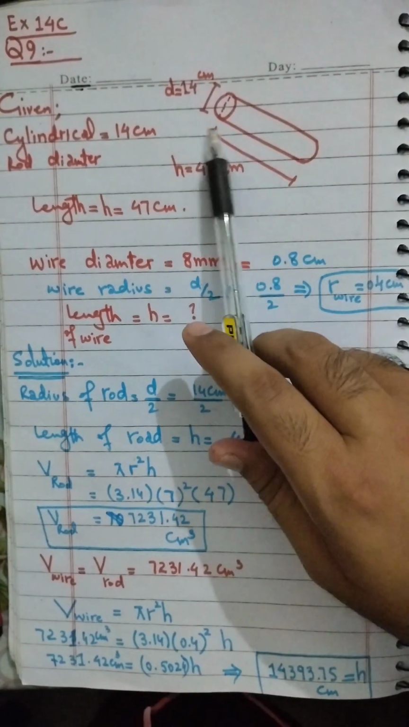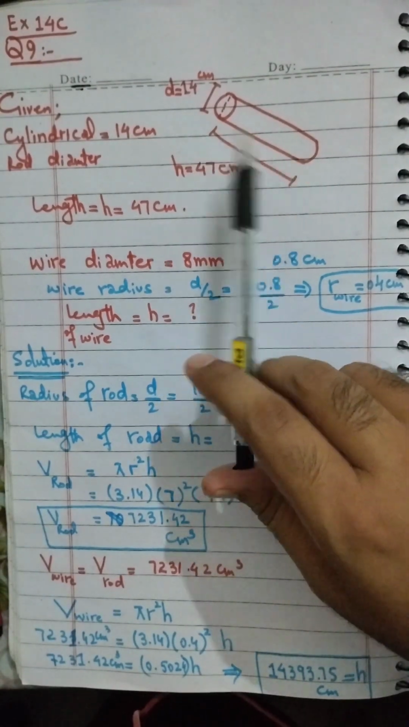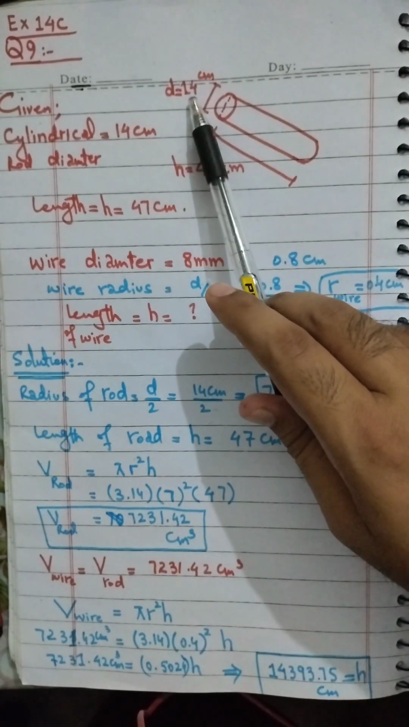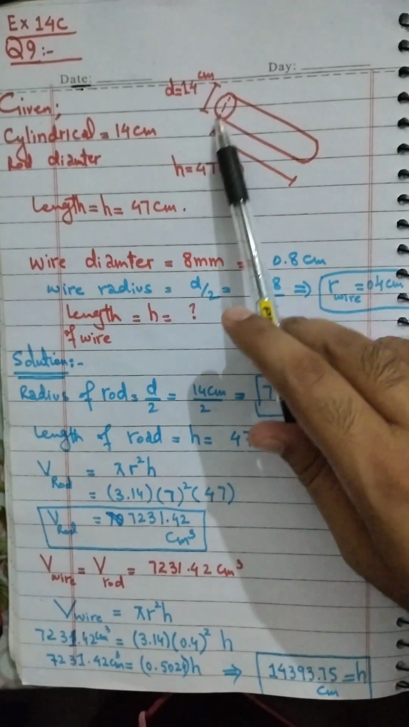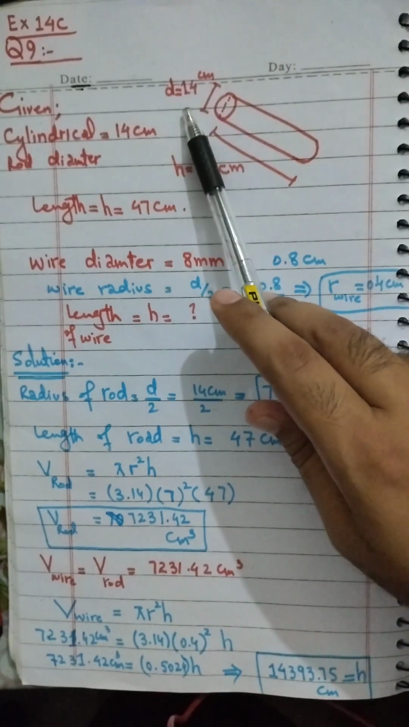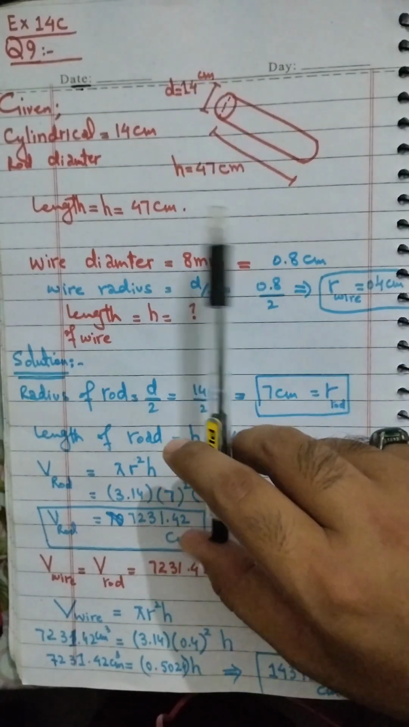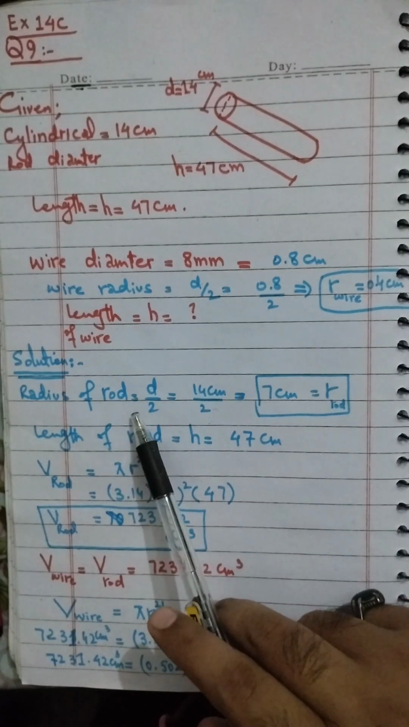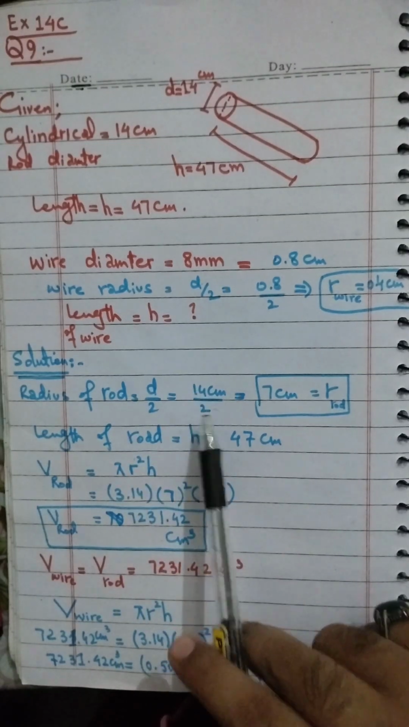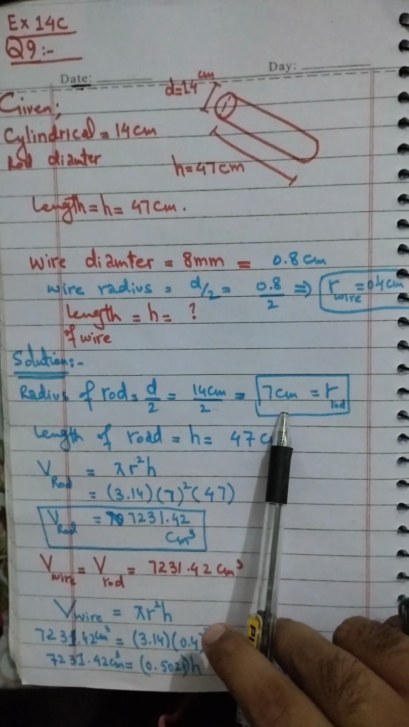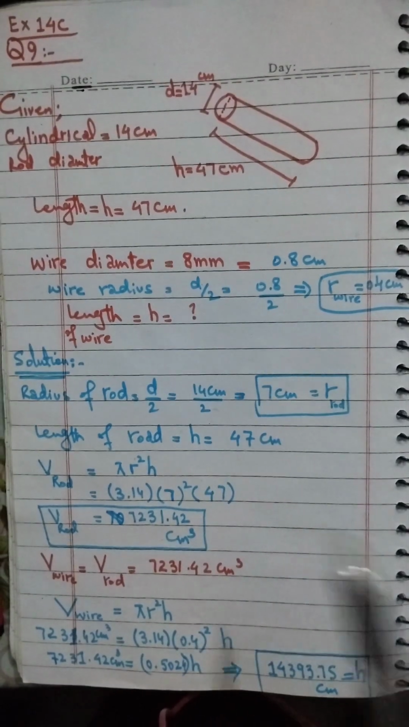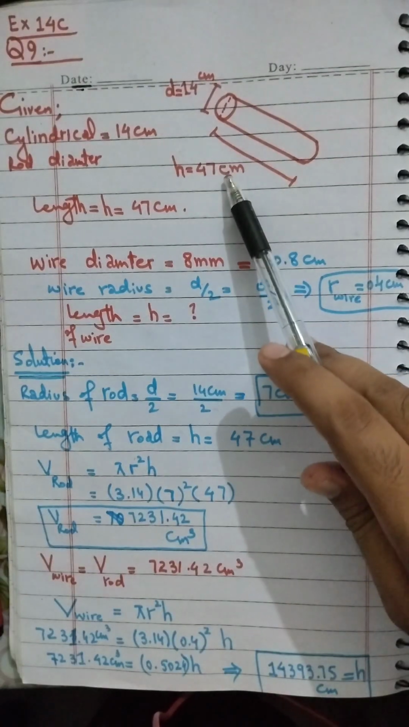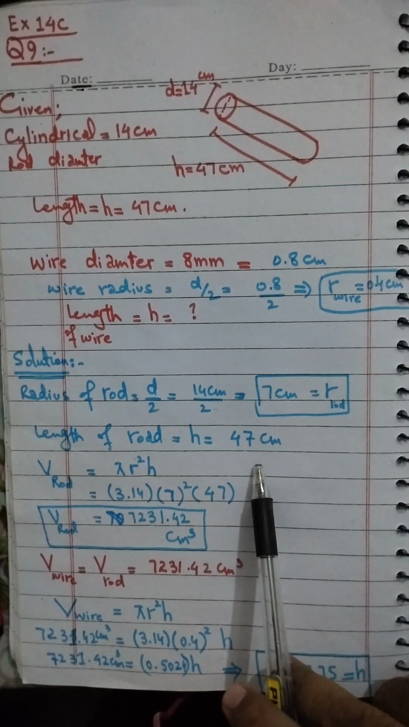Okay, students, look at here. It is the rod which is given to us whose height is 47 centimeter and the diameter is 14 centimeter. It means the radius of this rod, which will be d by 2, is 7 centimeters. We got the radius of the rod is 7 centimeter and the length of the rod is 47 centimeter, which is given to us over here.